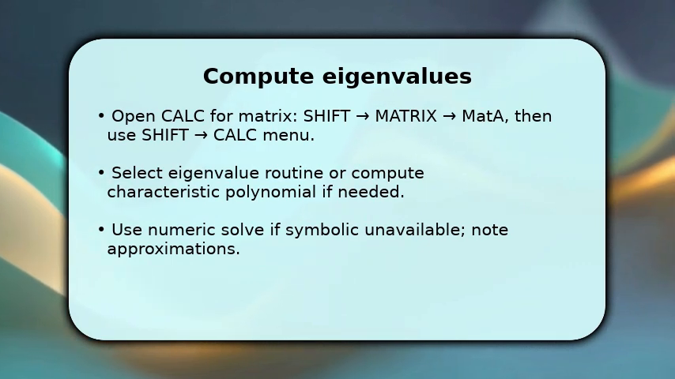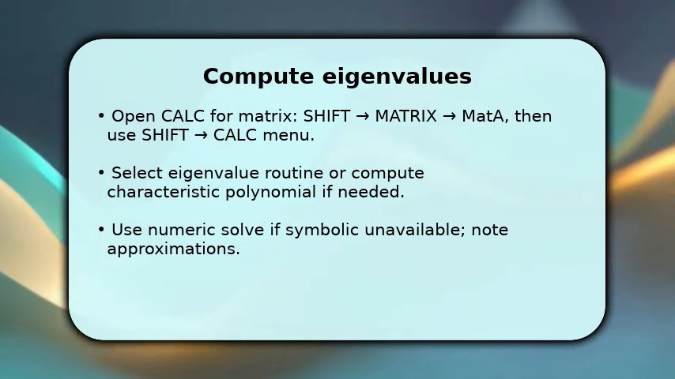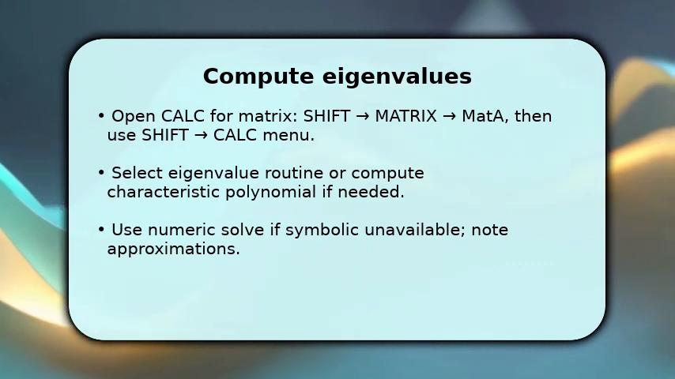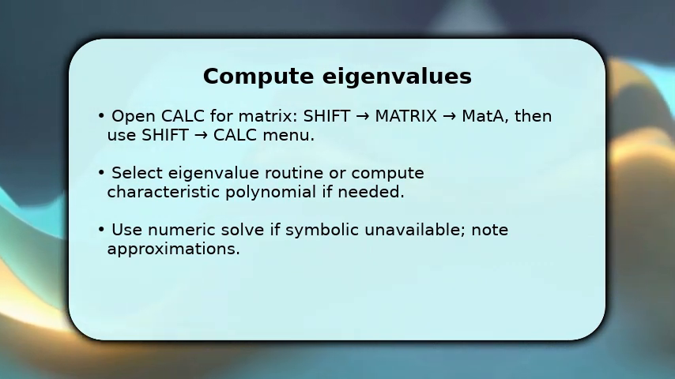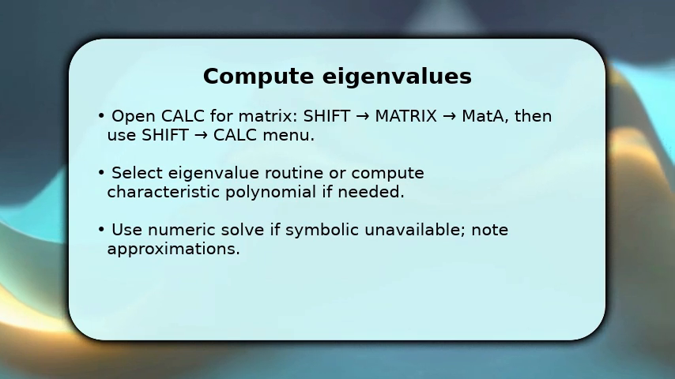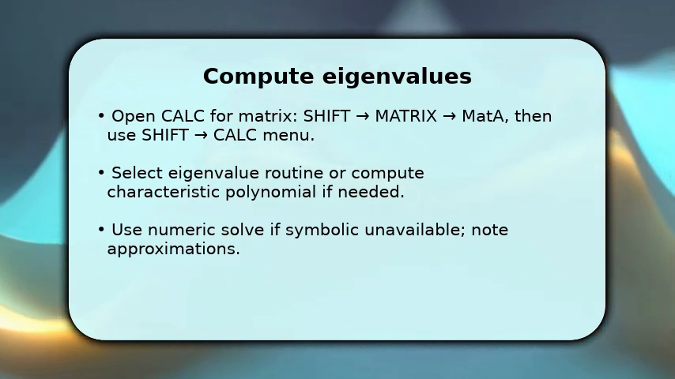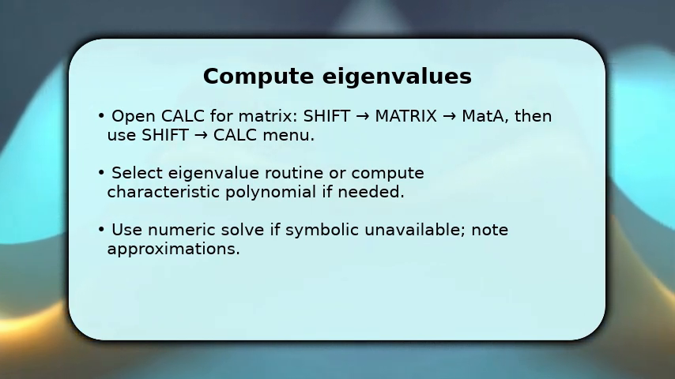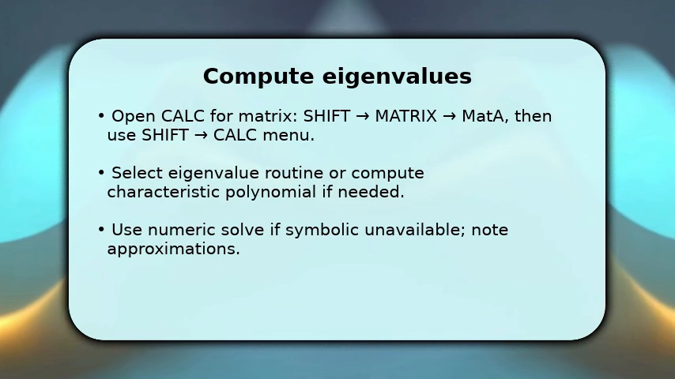Otherwise, compute det(A minus lambda I), and use numeric solve to find roots. Use identity matrix I of the same size and variable lambda as the unknown. Make sure to substitute a guess for the numeric solver where required. Once you have eigenvalues, record them and check multiplicities versus matrix size.